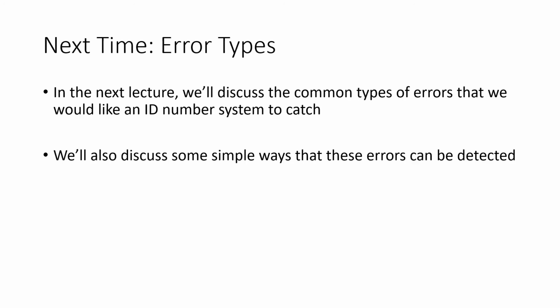So next time we're going to start talking about some of the different kinds of errors that can be made. So again, the idea of if I'm going to type in my credit card number or whatever ID number we're talking about, and if I make a mistake, what are the kinds of common mistakes that can be made that we want our system to be able to catch? And we're also going to start talking about some simple ways that we can catch those errors.